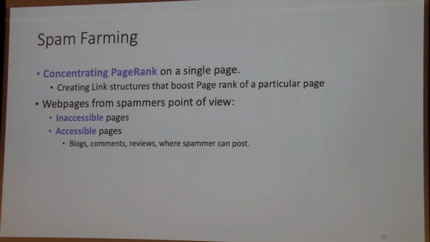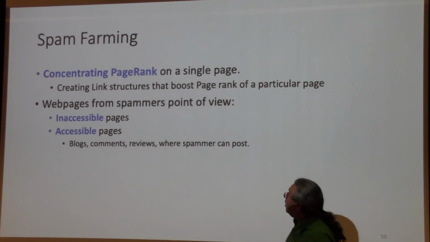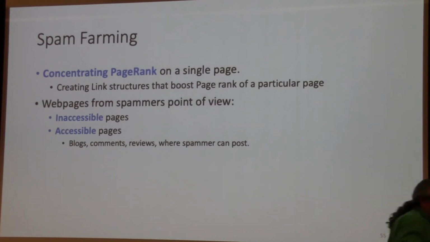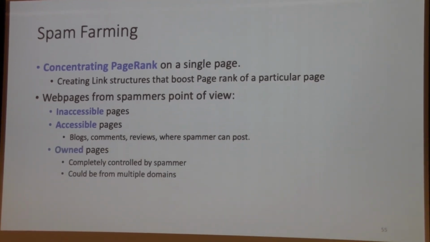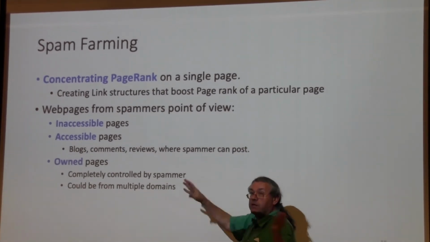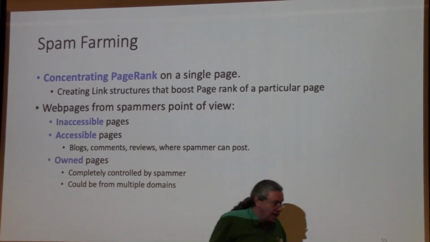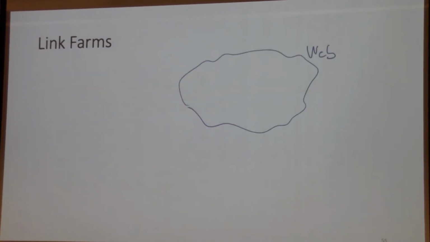There are accessible pages. These are pages made by other people, but I can actually modify them. They could be comments, or reviews, blogs, whatever, I can add stuff. Those are accessible pages. They're pages owned by other people, but I have access to them. And the third one is my pages, the ones I own. So I have a bunch of machines sitting in a room, and they have many pages. These are my own pages. So there are three kinds of pages. And if I do it right, with these three kinds of pages, I can hugely increase the rank. So here's how it works.